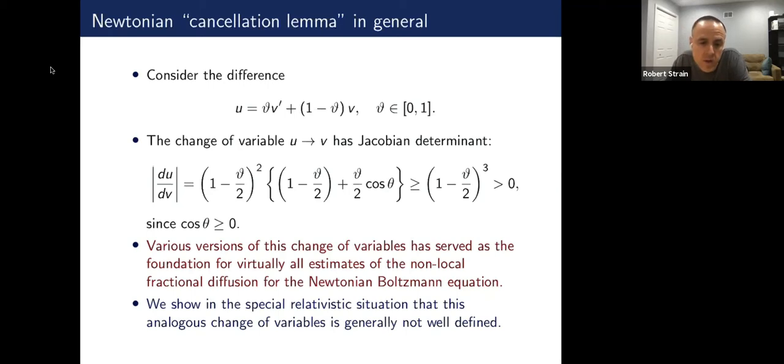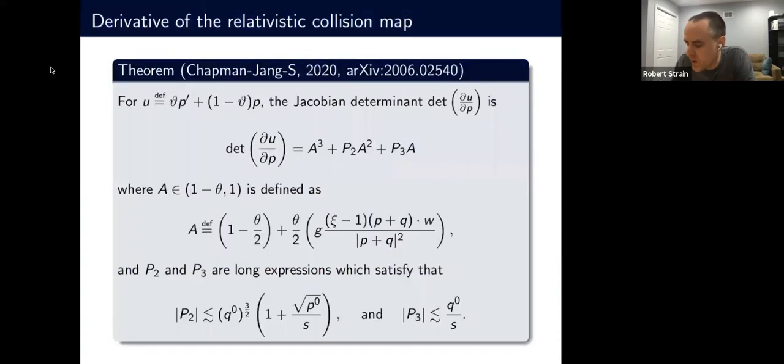One of the products of this work that I'm telling you about is to show that in the special relativistic situation, surprisingly, the analogous change of variables is generally not well defined. And this is kind of a horrible story, but it has a happy ending. So this is the first work that I'll tell you about. So this is Chapman, Zhang, and myself.